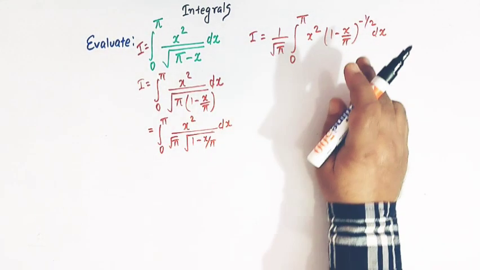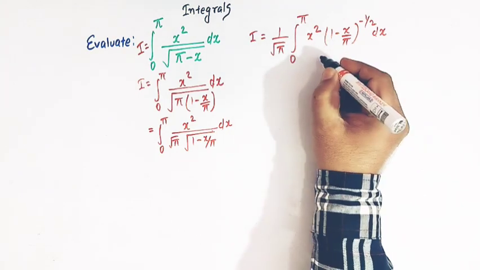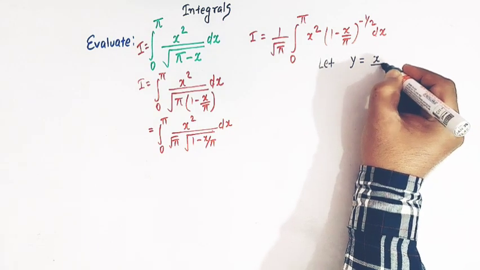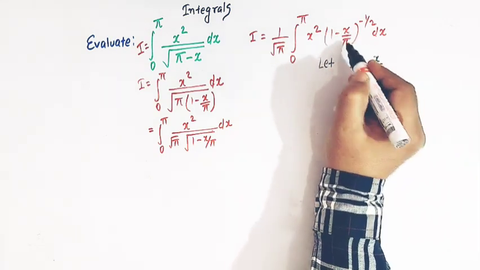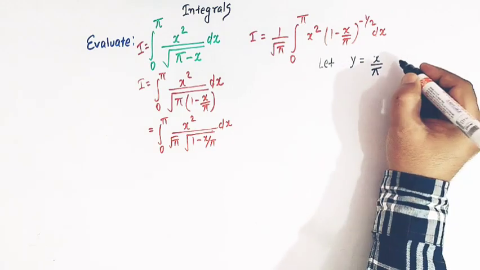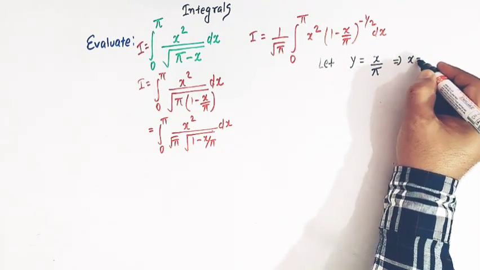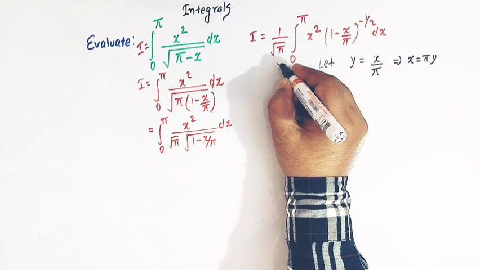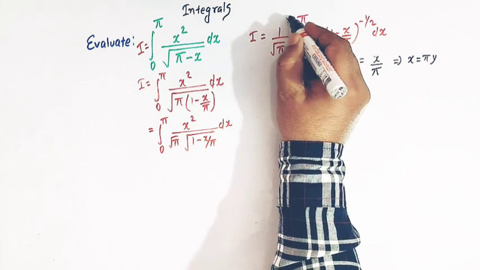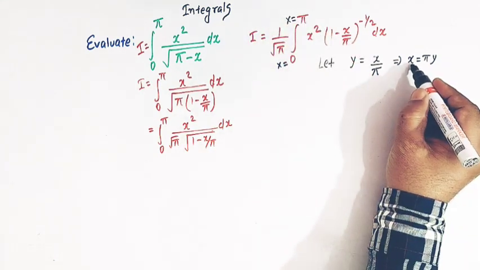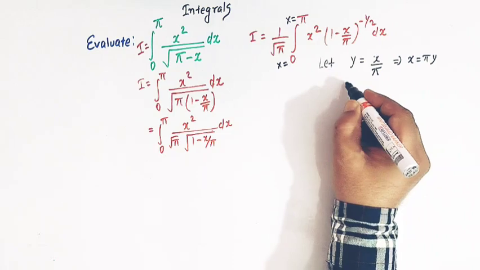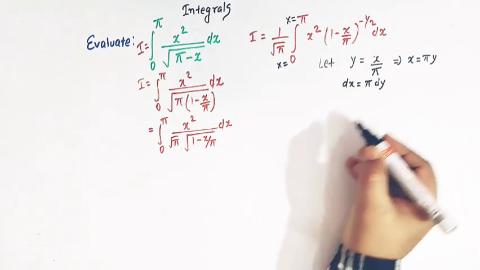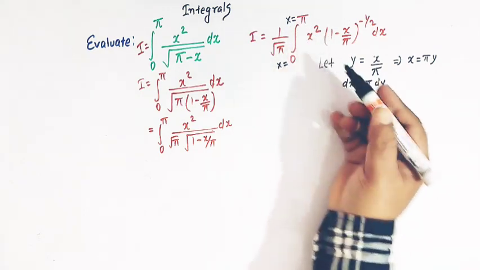So now let us make the use of substitution method, and let us take y is equal to x over pi, right? So we'll take x over pi as y. So this implies that x is equal to pi y, right? And here we see that the value of x varies from 0 to pi. So we have x is equal to pi y. So dx is equal to pi dy, right? And we can change the limits accordingly.